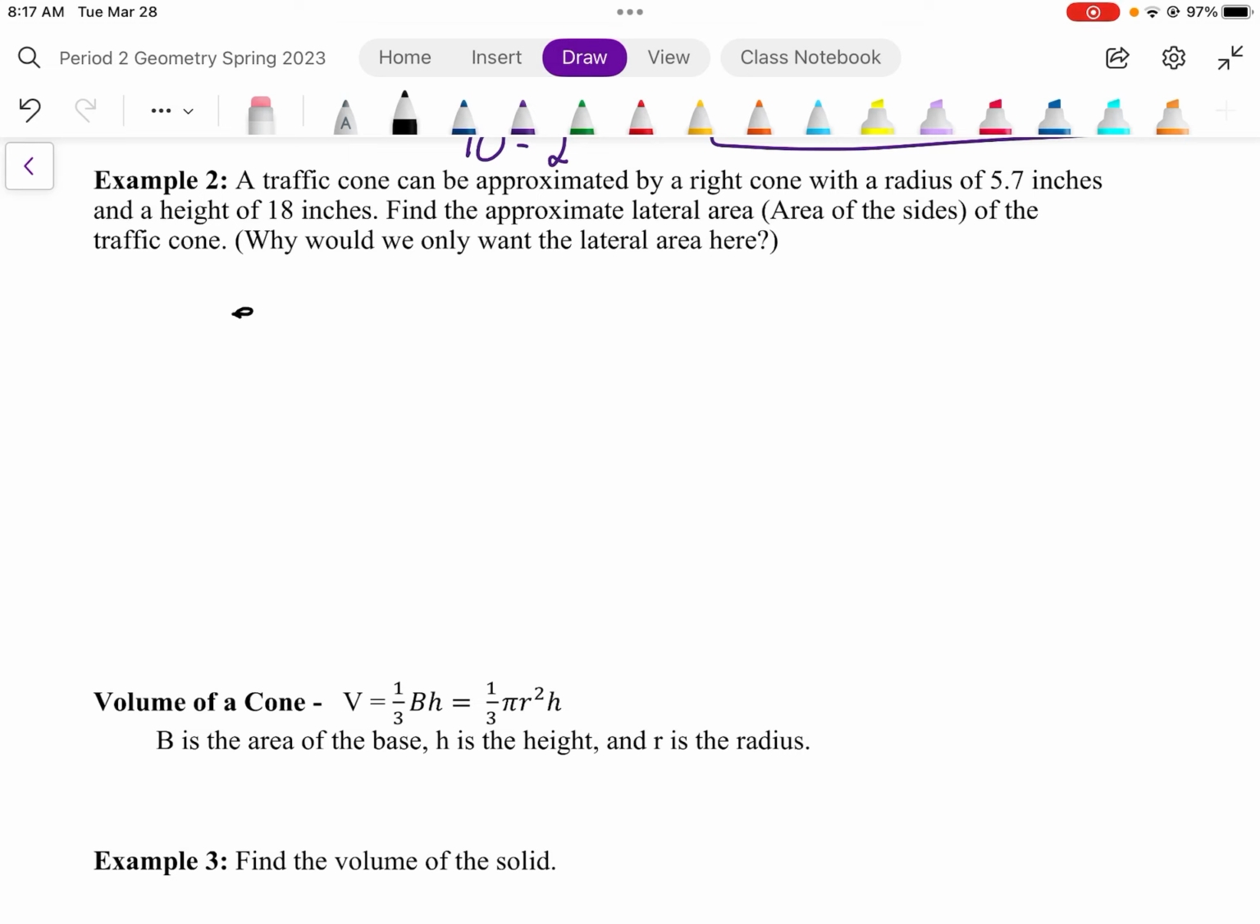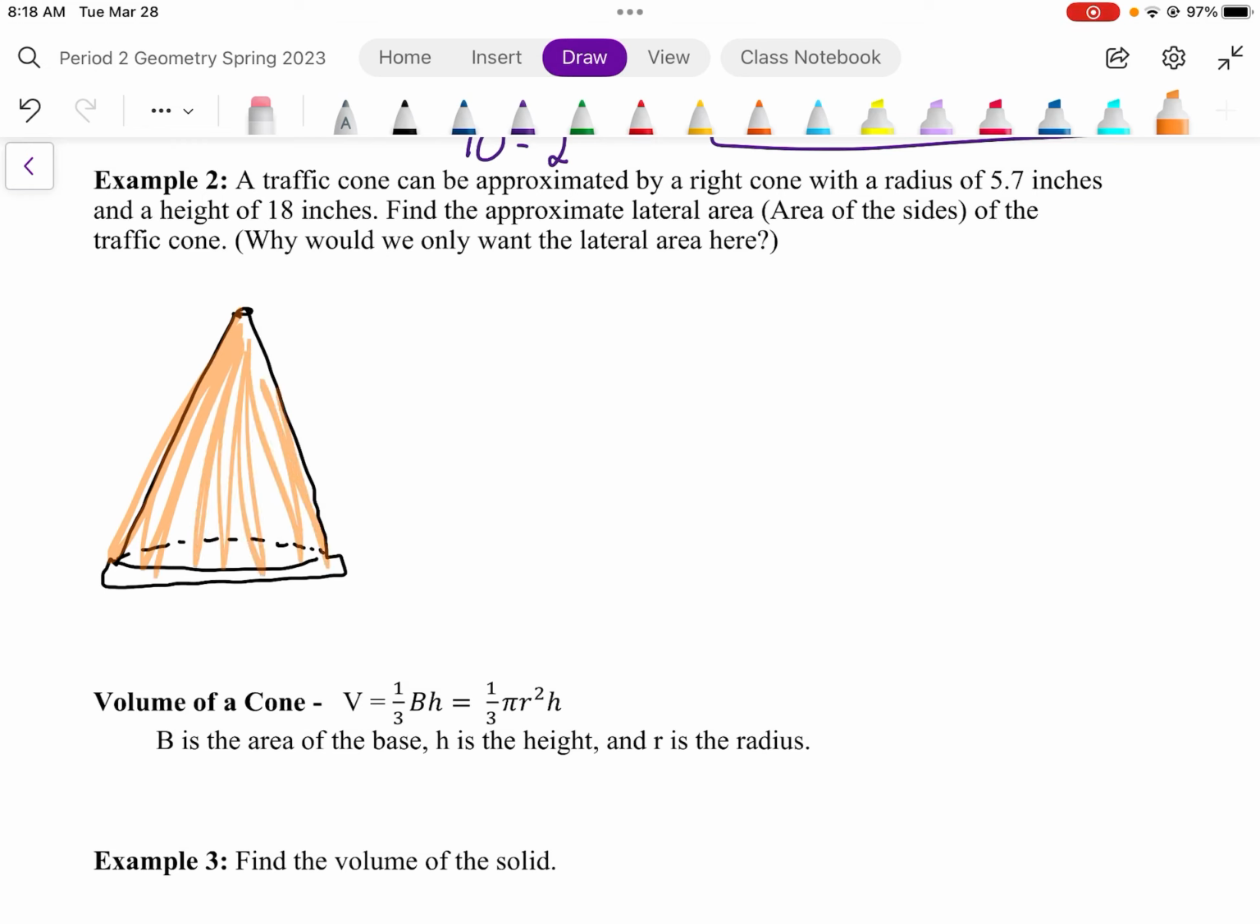So when we say lateral area, we mean just the side area. So this is my traffic cone over on the side. Kind of looks like a hat. Oh well. But the reason we only want the lateral area is because if you were to pick up a traffic cone that has a circular base like a cone, you'll notice that there's a hole in the bottom. So it's not filled in, it's hollow and there's no base to it. So that's why we just want to find the lateral area or the sides of the surface area.